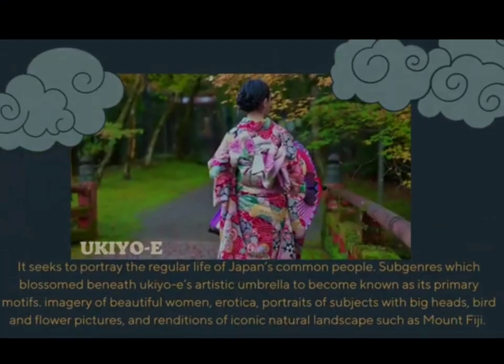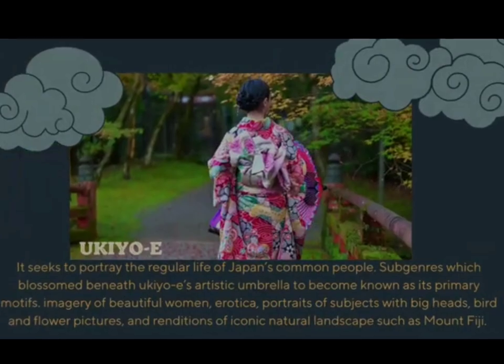Ukiyo-e seeks to portray the regular life of Japan's common people. Subgenres blossomed beneath ukiyo-e's artistic umbrella to become known as its primary motifs: imagery of beautiful women, erotica, portraits of subjects with big heads, bird and flower pictures, and renditions of iconic natural landscapes such as Mount Fuji.